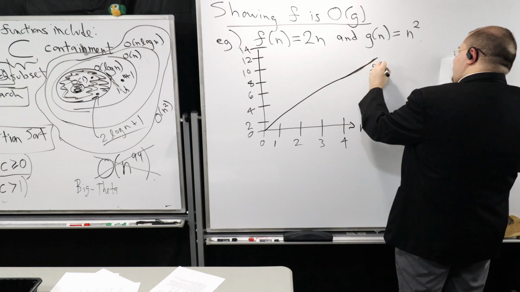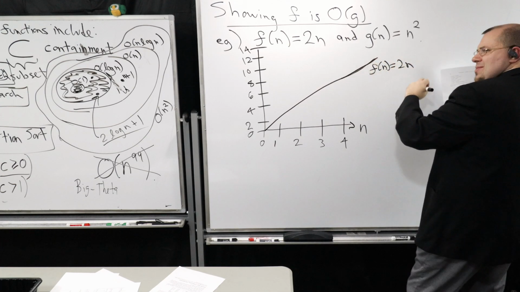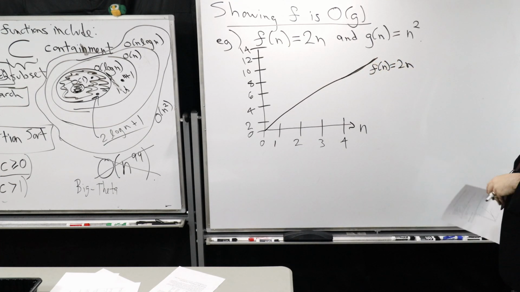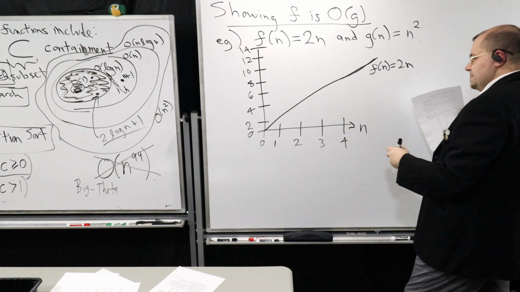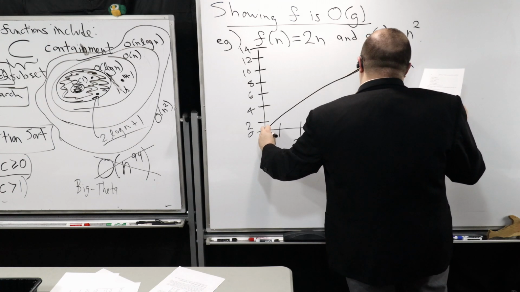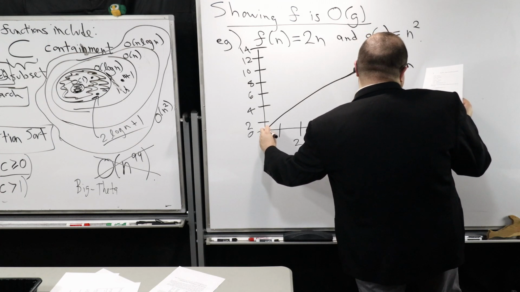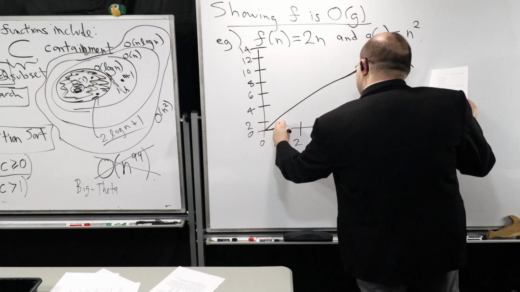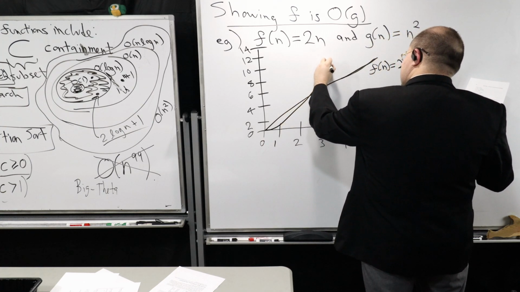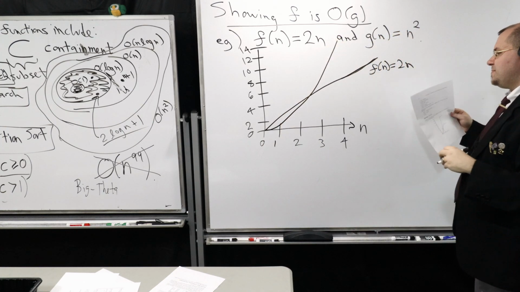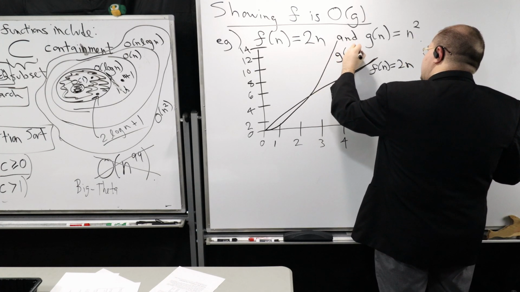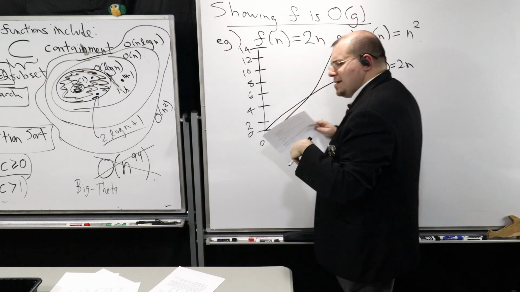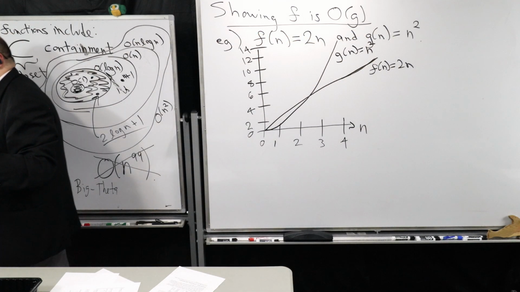So this is f. And then we're going to have g. Now, g is a quadratic. So you know it's going to look something kind of like that. So this is g here. So there's f and g.